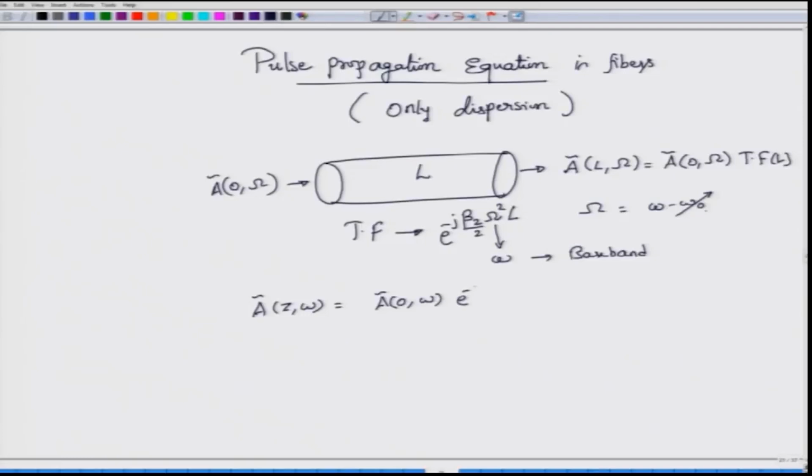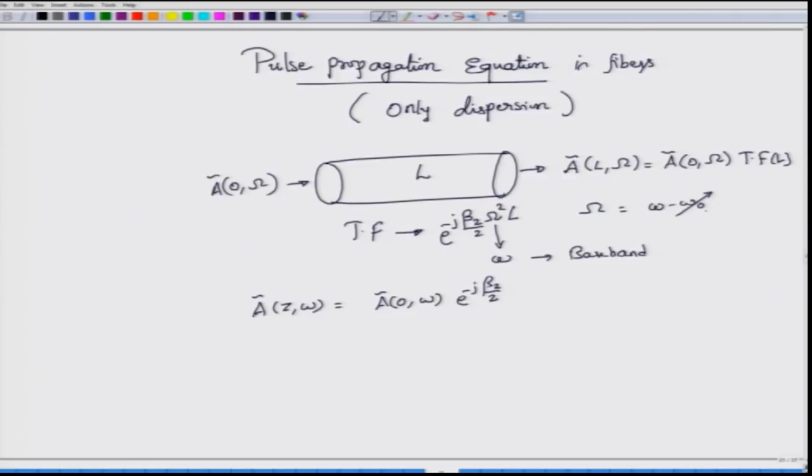This would be multiplied by the transfer function. I have removed the beta 1 term from this transfer function, simply because I know that the envelope, A(z, t), travels with the group velocity v g. This beta 2, which describes how the group velocity itself changes with respect to omega, is called the group velocity dispersion, or sometimes group delay dispersion. These two terms are used synonymously. I will call it GVD because it is easy to remember.